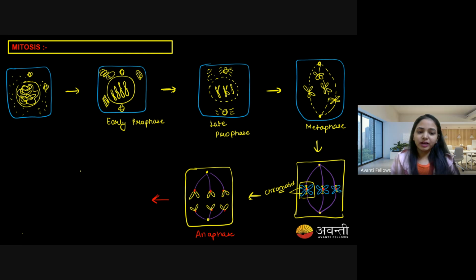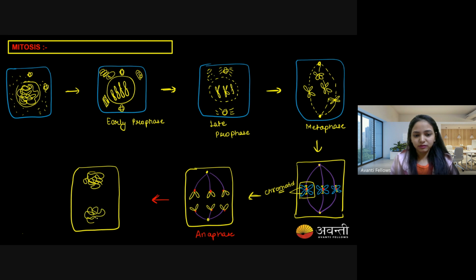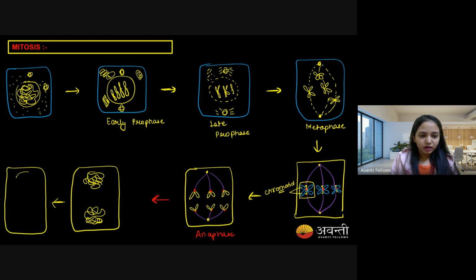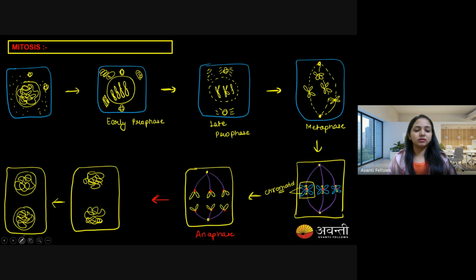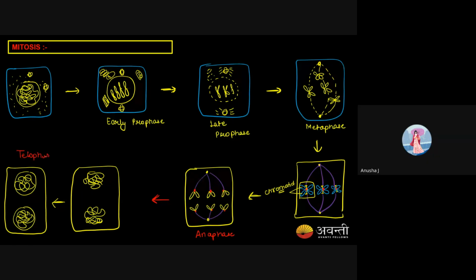And in the next phase? Decondensation. Chromosomes start decondensation, then they will look like this. And in the next phase, what will happen? There will be a nuclear envelope again, and all cell organelles will also start reappearing. Then this phase is known as telophase.